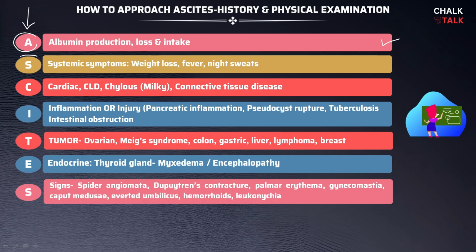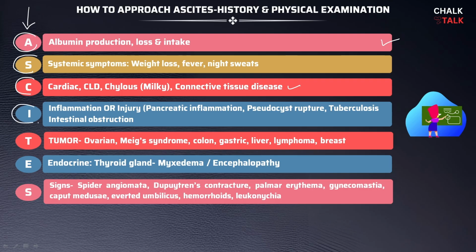Next, we'll take a look at systemic symptoms such as weight loss, fever, and night sweats. They can actually implicate a malignancy, infection, or connective tissue disorders. These are actually red flags waving along the road. You need to note that. And C, you're thinking of cardiac impairments, heart failure, constrictive pericarditis. If you see a chylous ascites, think of it as a milky lymphatic fluid, and connective tissue disease such as systemic lupus erythematosus can also be the case.